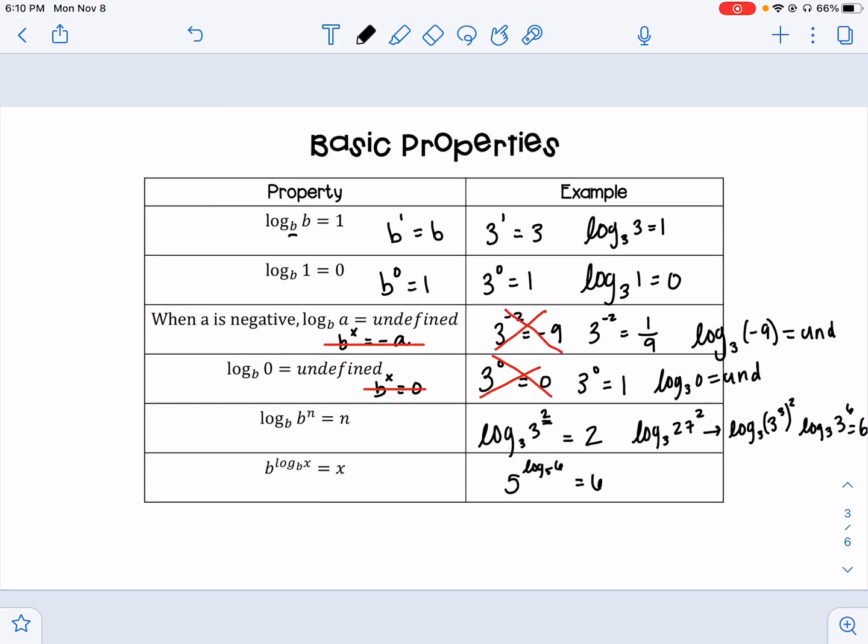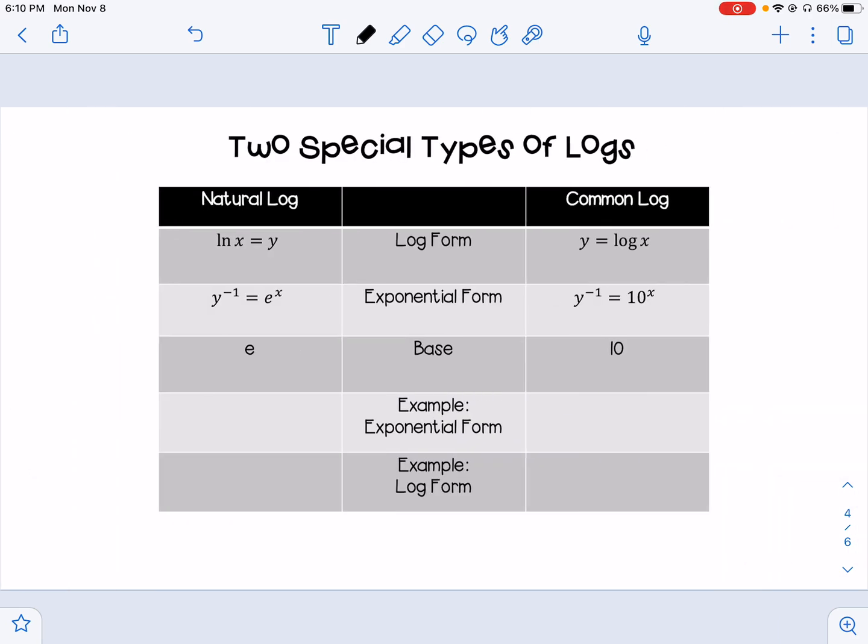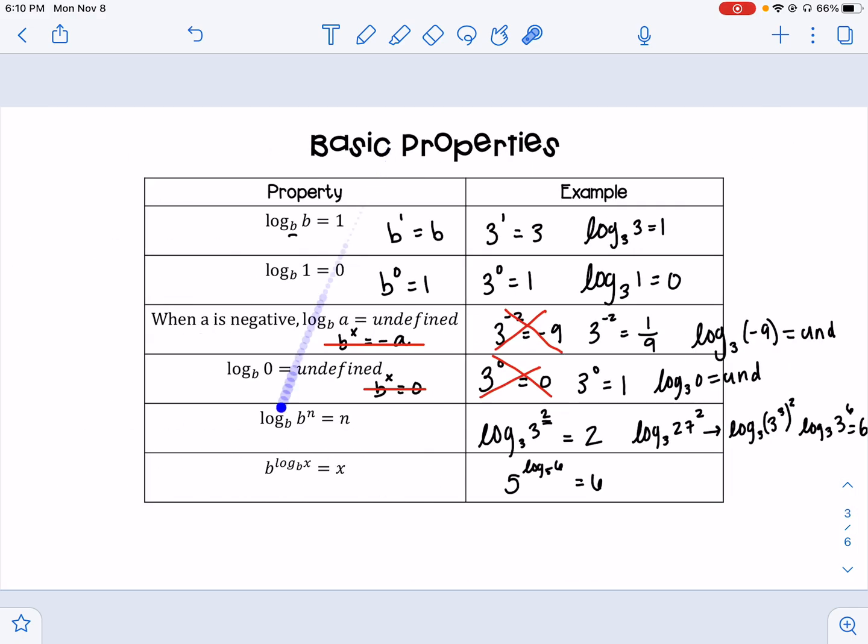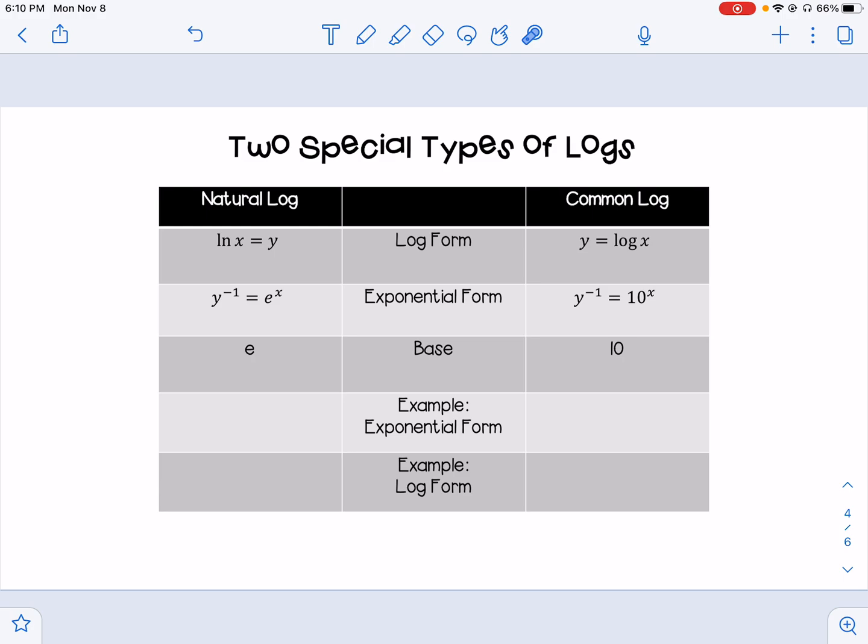All right, so now that we've used all these properties, oops, nope, I thought we were going to go into some practice. We actually have one more slide of notes. Okay, so there are two very special types of logarithms. Here we've seen all the ones with all the different bases, but two of our bases are really, really important.